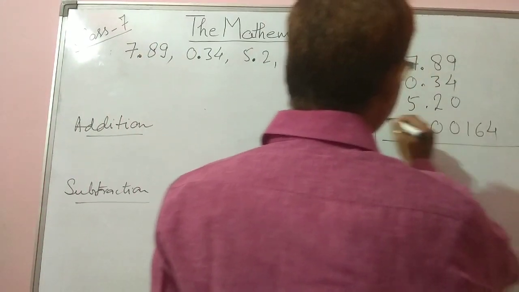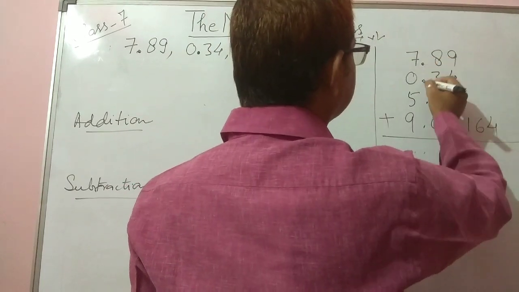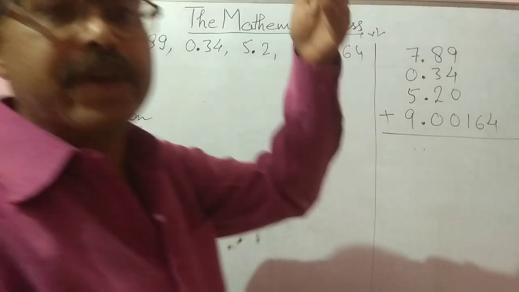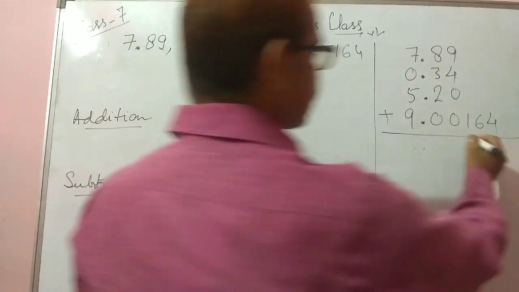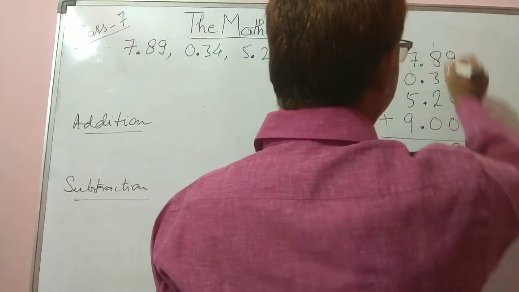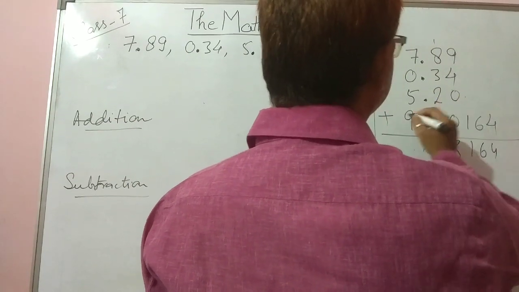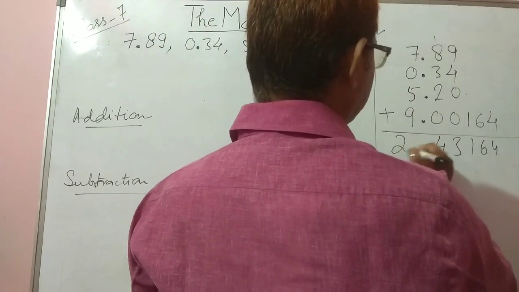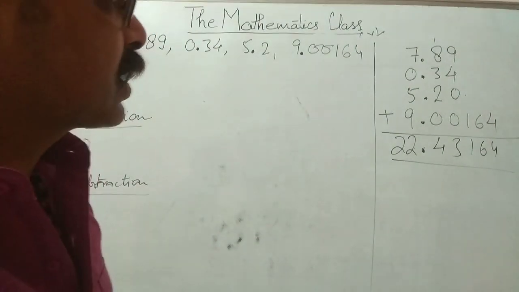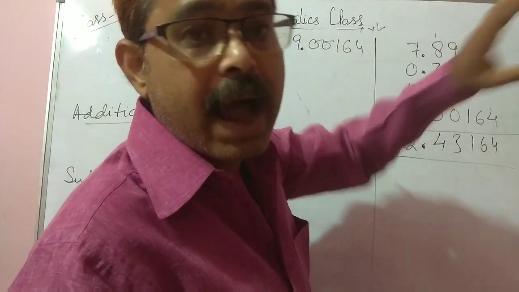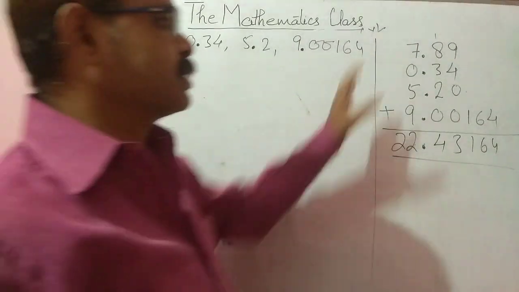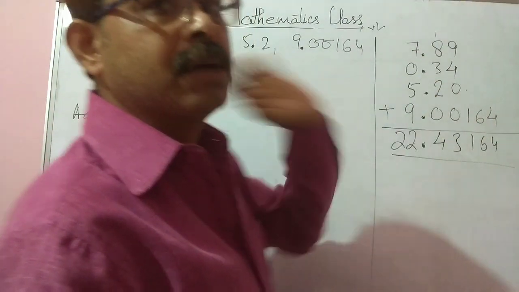Now if you want to add them, you need to remember that these decimals should come below each other in a straight vertical line. Now this can simply be 164 because nothing is over here. Now 9 and 4 is 13, and 8 and 2 is 10, and 4 is 14, 10, 5 is 15, 5 is 20, 22. So the final value comes out to be 22.43164. This is how we add any 2 or more given decimal numbers. This is about the addition of decimal numbers.